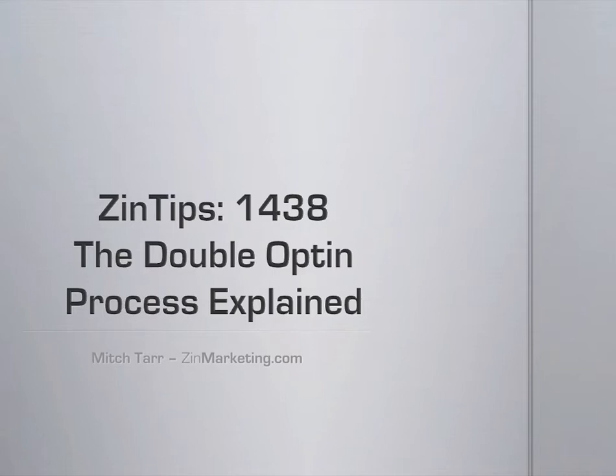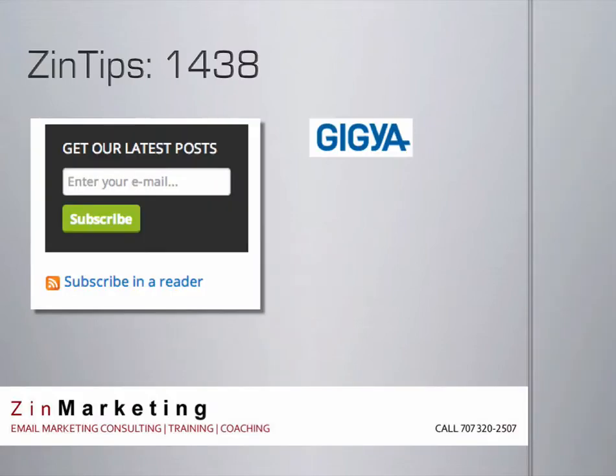We're going to use a company. We did an email marketing review earlier in the week on a company called gigya.com, and we're just going to use their email sequence because it demonstrates the basic level of doing a double opt-in properly, and then we'll show you how to make it really effective.